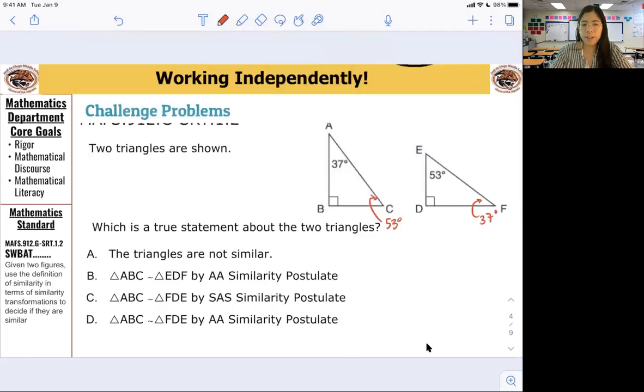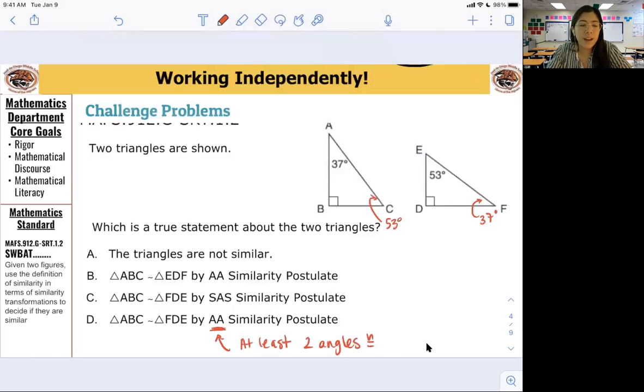If you have all 3, can you still use AA? Yeah, because AA is at least 2 angles are congruent. It's at least 2. If you have all 3, that's even better. So don't think that AA just means that you only have 2 angles. Because the thing is, if you have 2, you can always figure out the third.